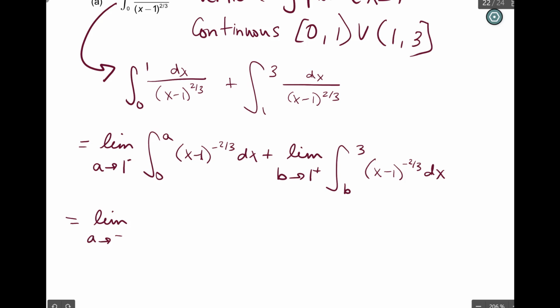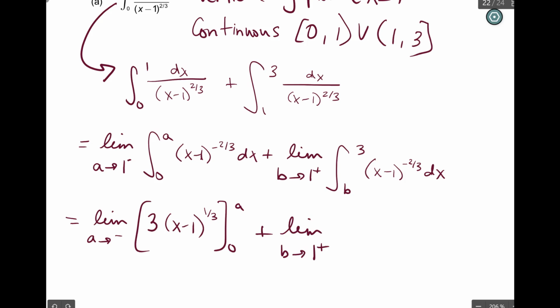It's 3 times (x minus 1) to the 1/3, right? Because it was on the bottom and now it'll be on top. Yes. Alright. From 0 to a, plus, and then it's literally going to be the same thing: the limit as b approaches 1 from the positive side of 3 times (x minus 1) to the 1/3 from b to 3.